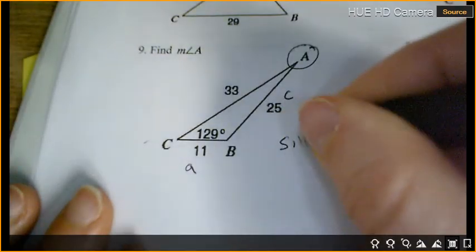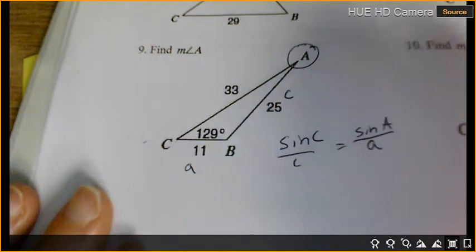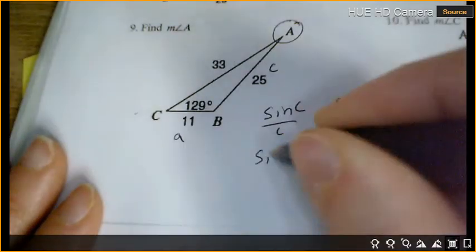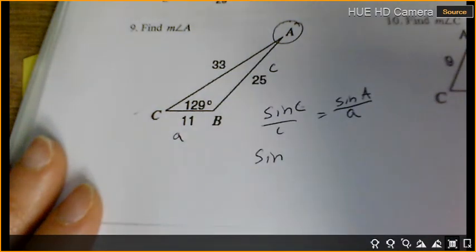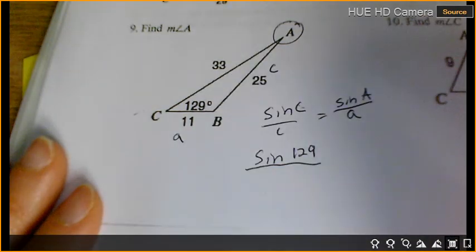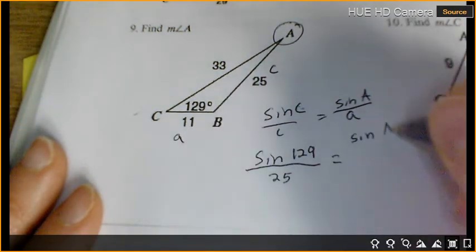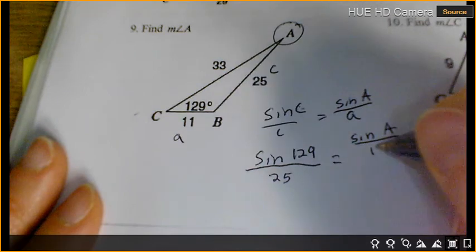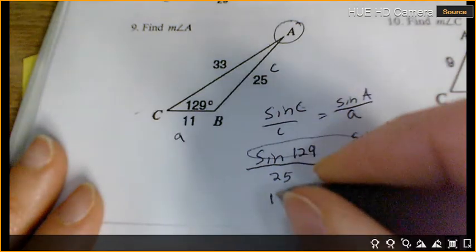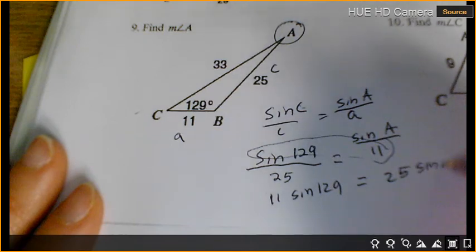Okay, so I'm going to write it down. Sine of C over little c equals sine of A over little a. So I'm going to put sine of what? What goes here instead of C? 129. Over what's little c? 25. Equals sine of A, I don't know that. What's little a? 11. And now what am I going to do? Cross multiply. So I'm going to go 11 sine 129 equals 25 sine A.